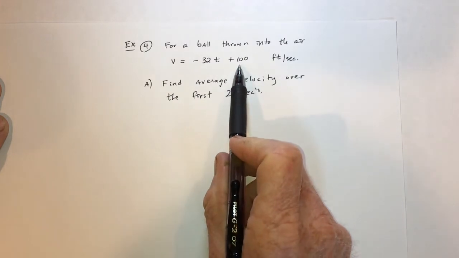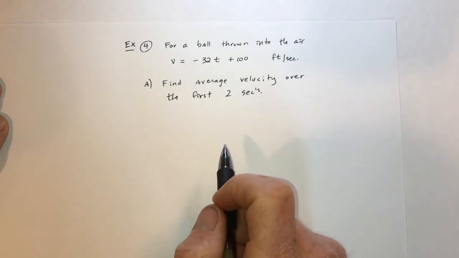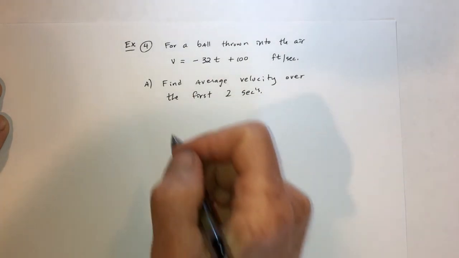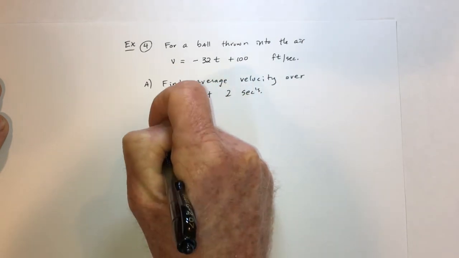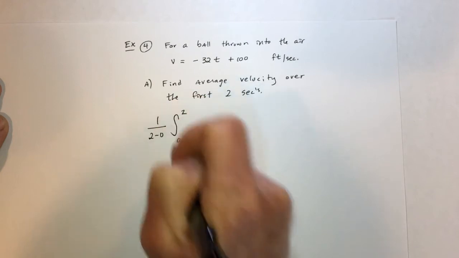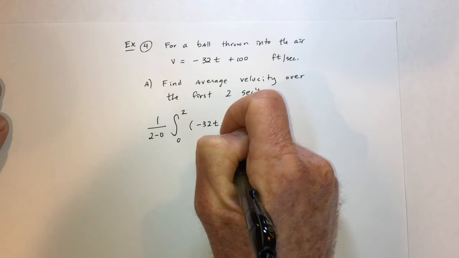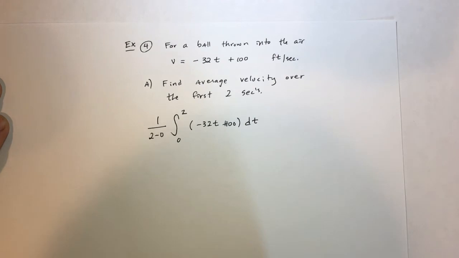So like I said, this 100 comes from if somebody threw the ball with an initial velocity of 100 feet per second. Well, over the first 2 seconds, it's not going to slow down that much. So I would think that the average would be, I don't know, around 70 or 80. Well, let's see. So the first 2 seconds means goes from 0 to 2. And then divide by the length of that interval. And then integrate negative 32t plus 100. And this needs to be dt.